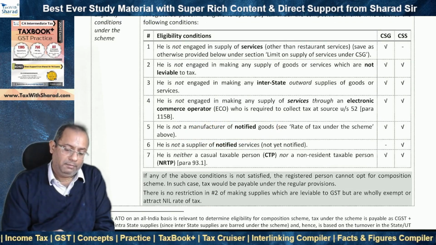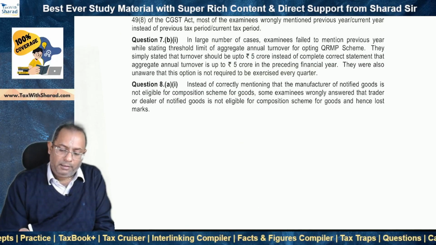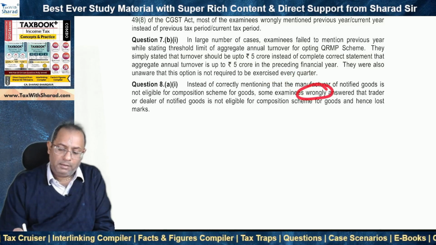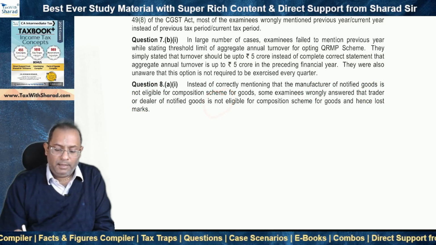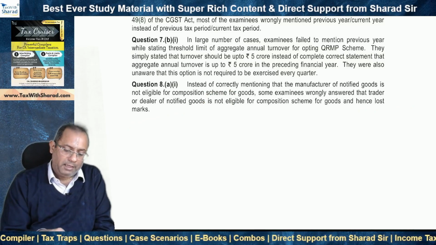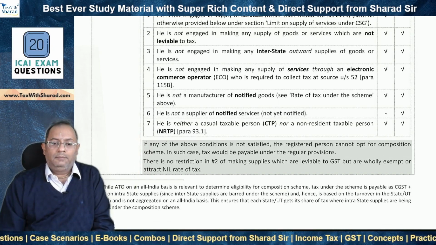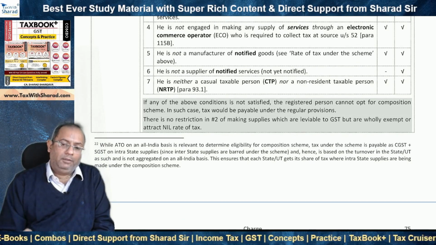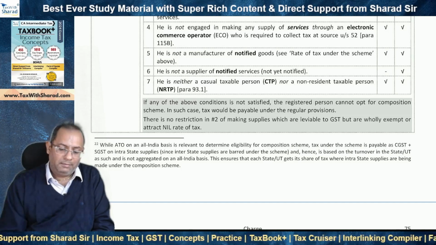So this should have been mentioned. And what is the mistake that students made? Instead of correctly mentioning that the manufacturer of notified goods is not eligible, some examinees wrongly answered that a trader or dealer of notified goods is not eligible and hence lost marks. So you need to be clear, and that's why in TaxBook Plus I have given these tax traps specifically, which are in gray. There are hundreds of tax traps spread across TaxBook Plus, and the whole objective of these tax traps is to make sure that you avoid these commonly made mistakes.